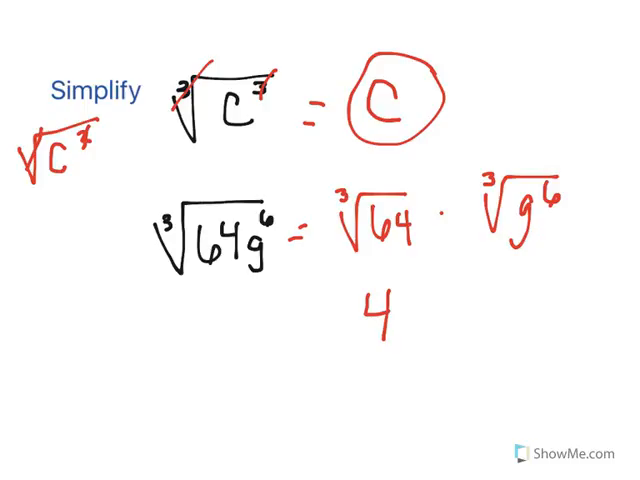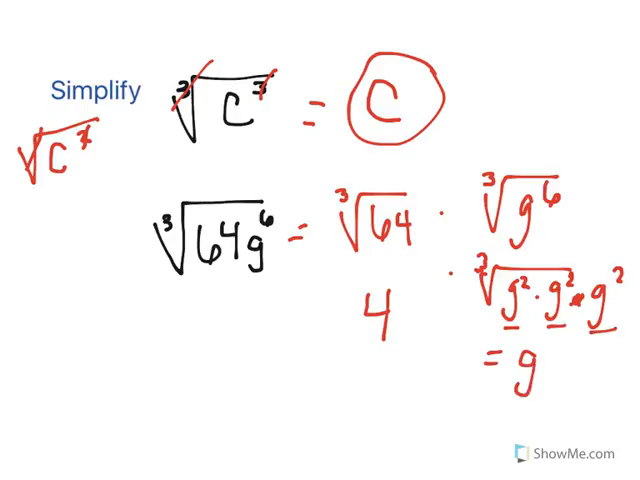And then if we rewrite g to the sixth power, we're just taking g squared 3 times, because 2 plus 2 plus 2 is 6. And because this is listed 3 times, all this simplifies into is g to the second power.